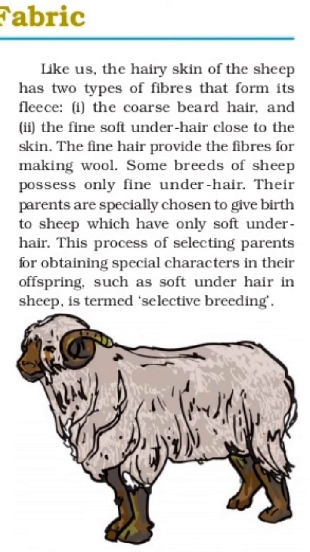Which one is close to their skin? It is the softer one. The fine hair provides fibers for making wool. The fine hairs, which are the softer ones, provide us fibers for making wool. And some breeds of sheep possess only fine under hair.